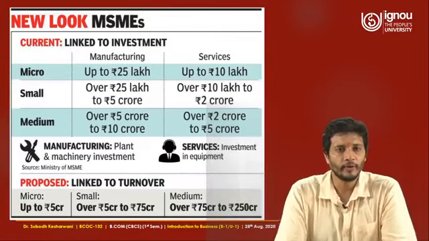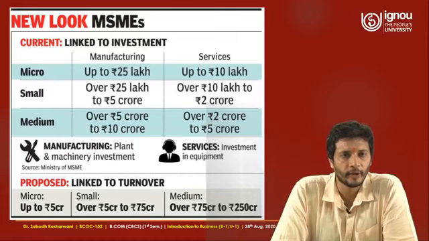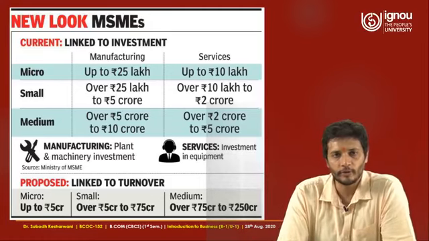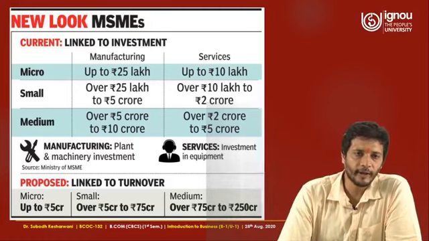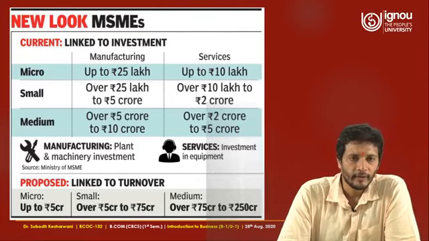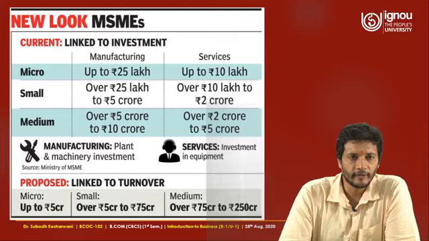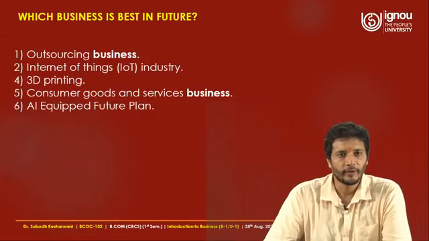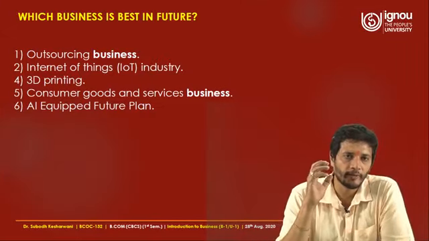So, the new look: if you talk about micro, small and medium enterprises, for manufacturing the cap is up to 25 lakhs and for services up to 10 lakhs. For small, it's 25 lakhs to 5 crore, and for services 10 lakh to 2 crores. For medium, it's 5 crores to 10 crores, and for services 2 crores to 5 crores. For manufacturing, this refers to plant and machinery, and for services, investment in equipment and other things.